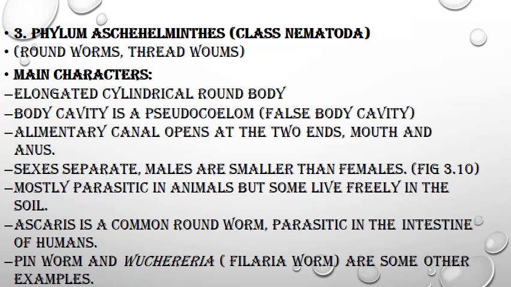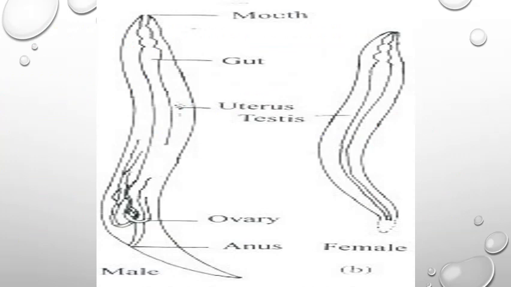You can see in the next figure. Mostly parasitic in animals, but some live freely in the soil. Ascaris is a common roundworm, parasitic in the intestine of humans. Pinworm and Wuchereria are some other examples. Male and female. You can see the difference in this diagram.